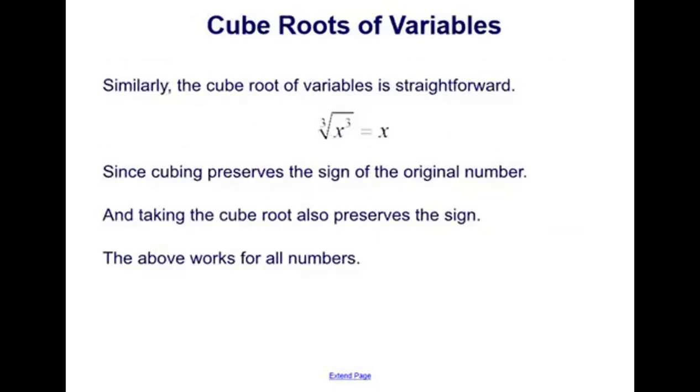Similarly, the cube root of a variable is more straightforward as well. For example, if we take the cube root of x cubed, that would equal x. And this is since cubing preserves the sign of the original number. We don't care if the original number is negative or not, because you can have the cube root of a negative number and it can equal a negative number. Taking the cube root also preserves the sign. So this works for all numbers, all variables, and all values of x.